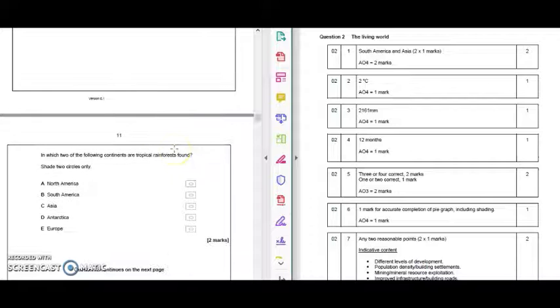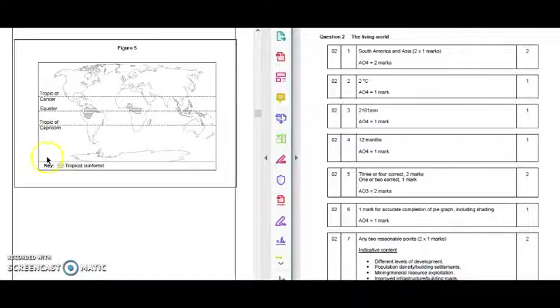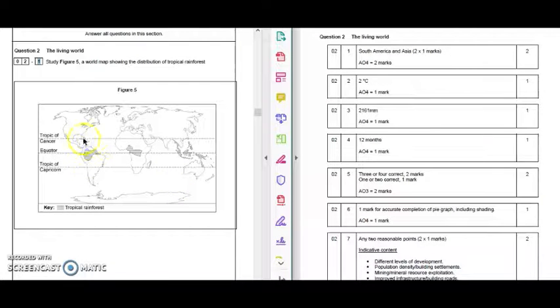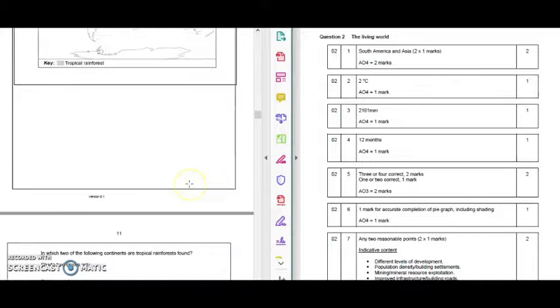So, question 1, which two of the following continents are tropical rainforests found? So as we can see, you don't have these labelled on here, so you've got to know where your continents are. So the answers here, you've got B, South America, and C, Asia. South America is that one, and Asia is this bit here.